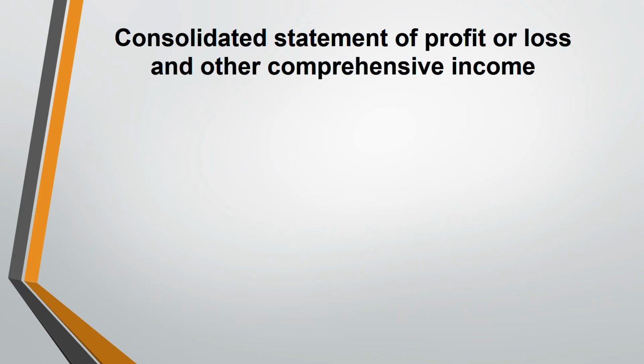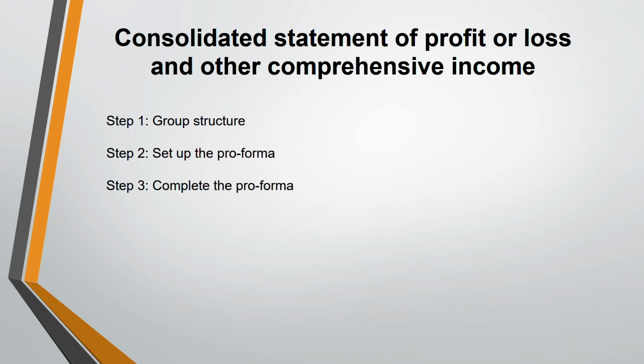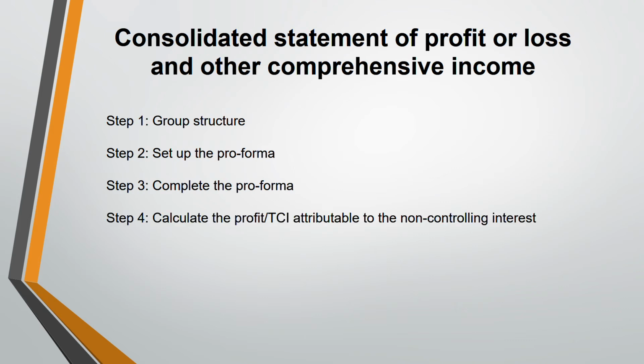Now move your mind towards profit and loss and other comprehensive income, the consolidated statement of profit and loss and other comprehensive income. We are over with the statement of financial position. Here, number one, group structure. Number two, set up the pro forma. Number three, complete that pro forma. Wherever elimination is there, eliminate it. Wherever addition is there, add it. Then calculate the profit and TCI. TCI means total comprehensive income. Both profit and total comprehensive income which will go to the NCI, you have to calculate.